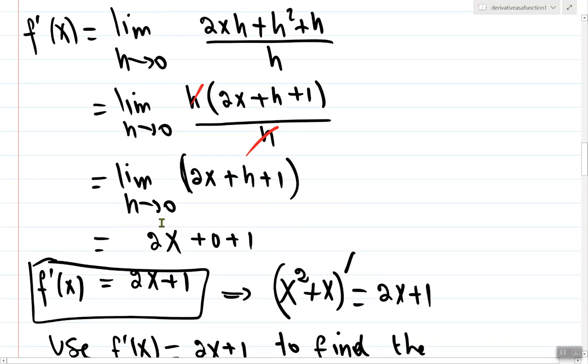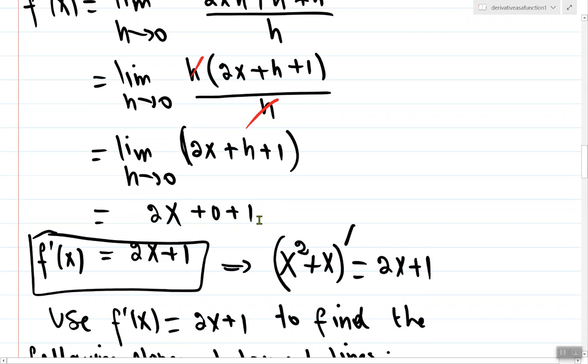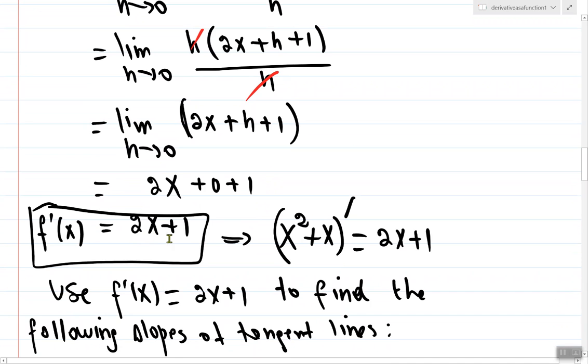To take the limit, basically we let h be 0 to get 2x plus 0 plus 1, which gives us the function 2x plus 1. So we say f prime of x equals 2x plus 1. So the derivative of the function f of x, which was given to us as x squared plus x, equals 2x plus 1. You see, you get another function.